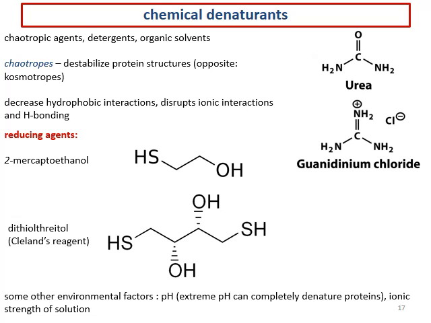And so, as I mentioned, there are other environmental factors as well, like pH. Extreme pH can completely denature proteins by disrupting ionic bonds, and varying the ionic strength of the solution can also act as a denaturant. So, among the chemical denaturants, we have things like chaotropes, which would include things like urea and guanidinium chloride, would include detergents and other organic solvents, reducing agents like beta-mercaptoethanol or dithiothreitol, and pH and ionic strength. All of these can serve as chemical denaturants of proteins.